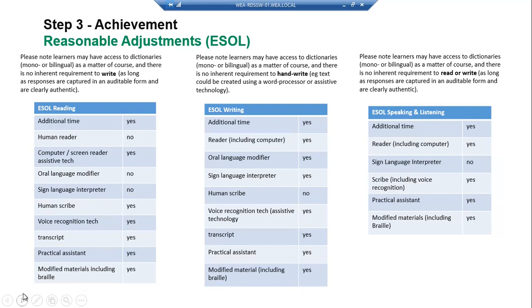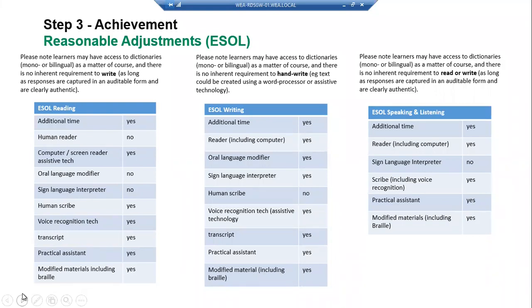And then below this, all the list of reasonable adjustments that will be considered. And again, for speaking and listening, there's no requirement to read or write as long as they're captured in an auditable form. It's lifted straight from the guidance.